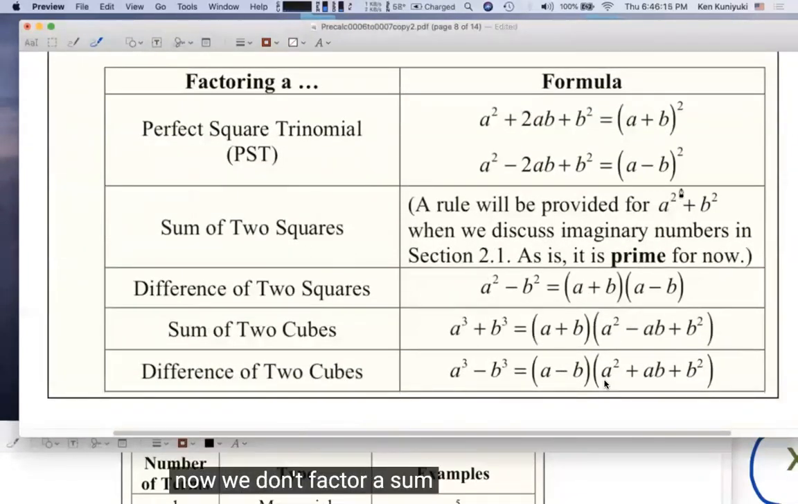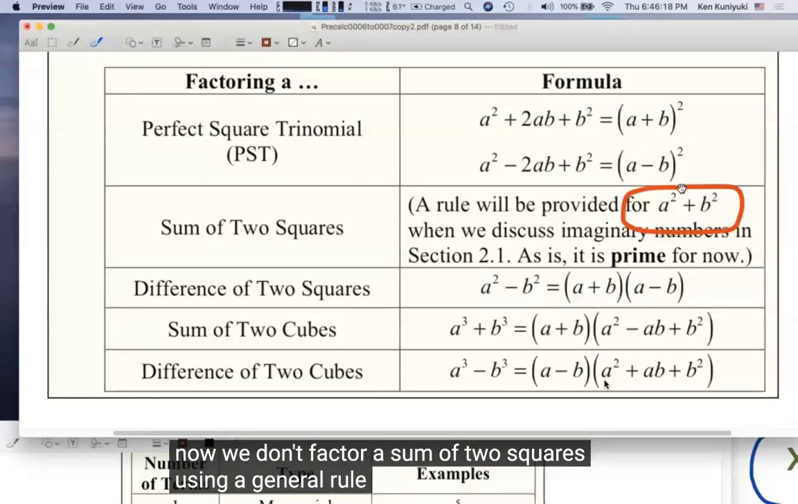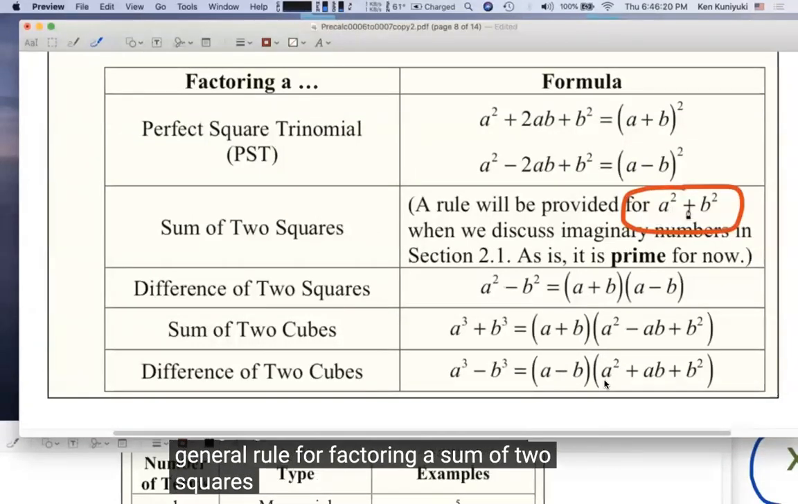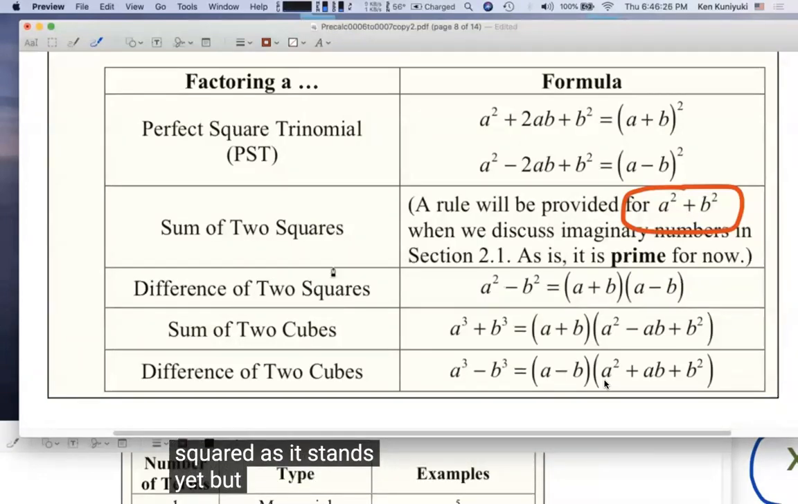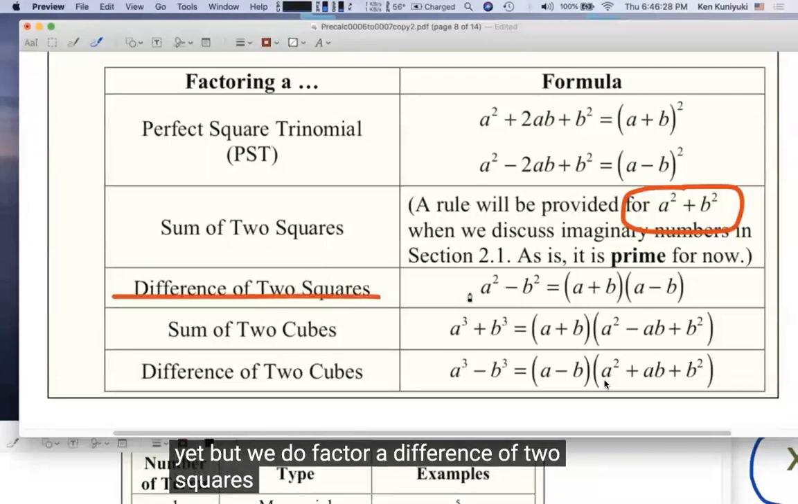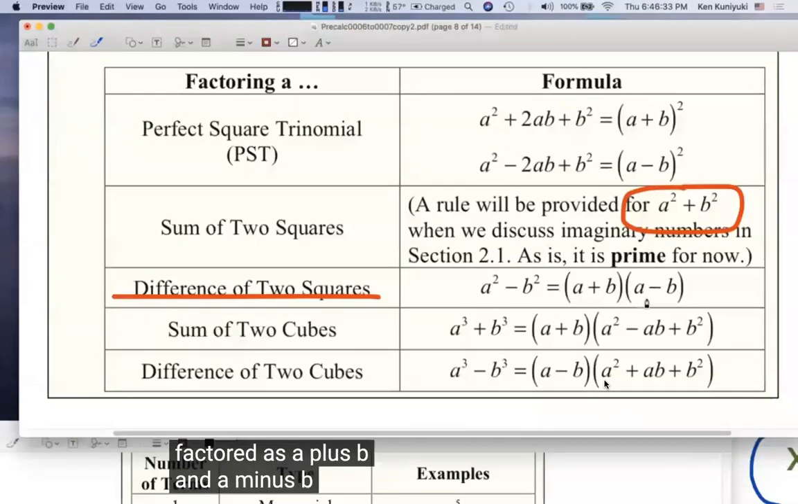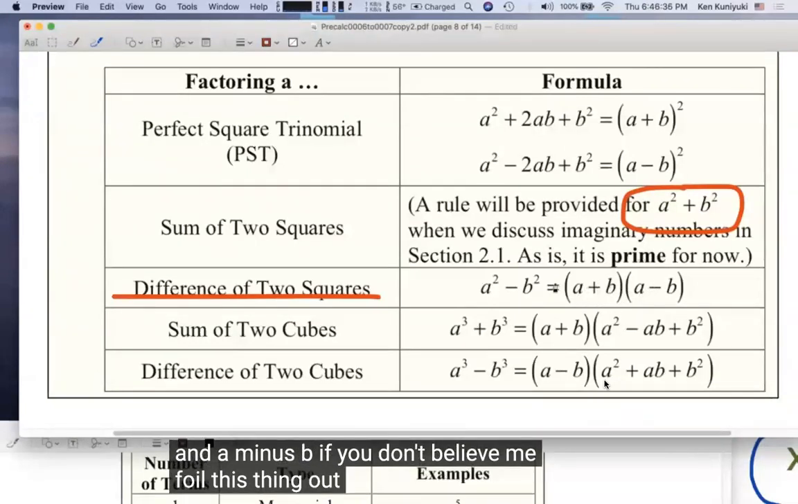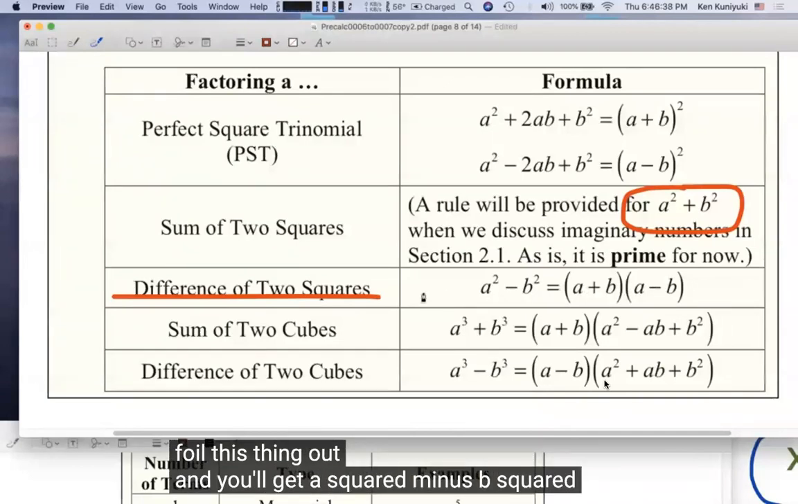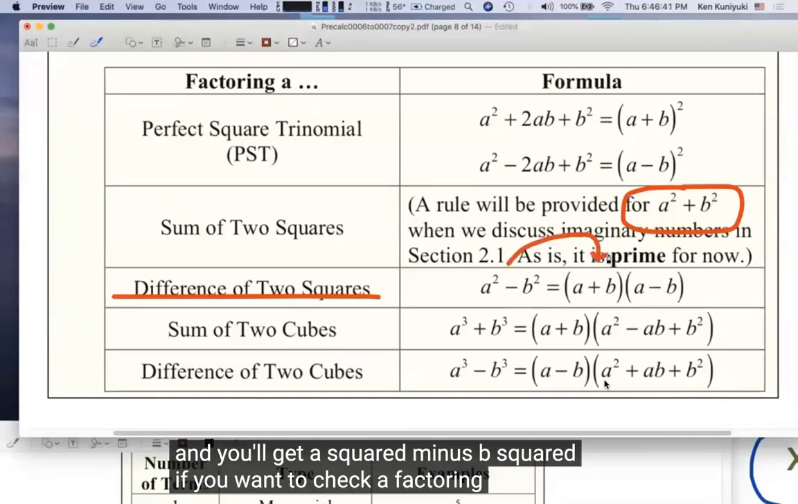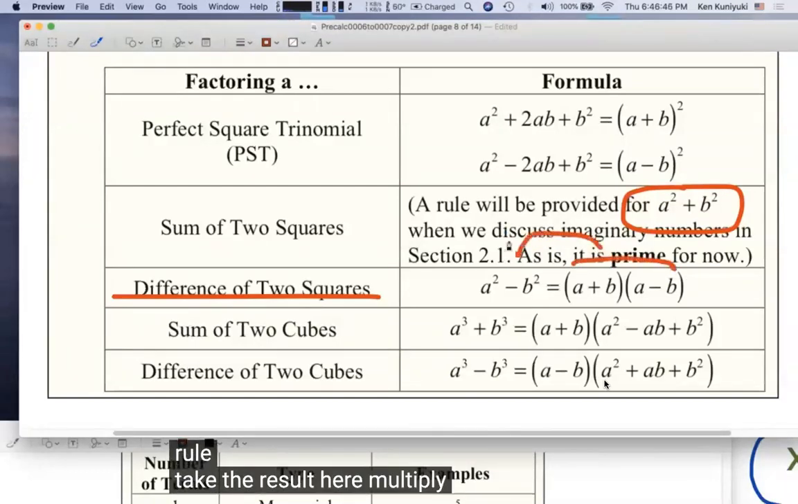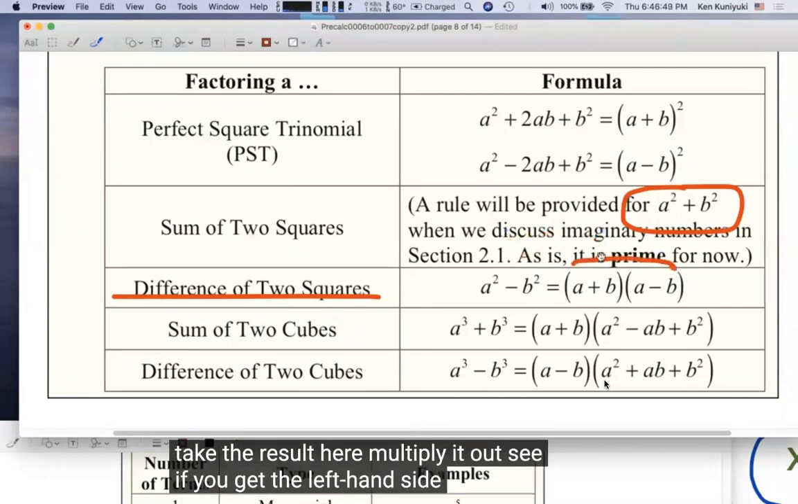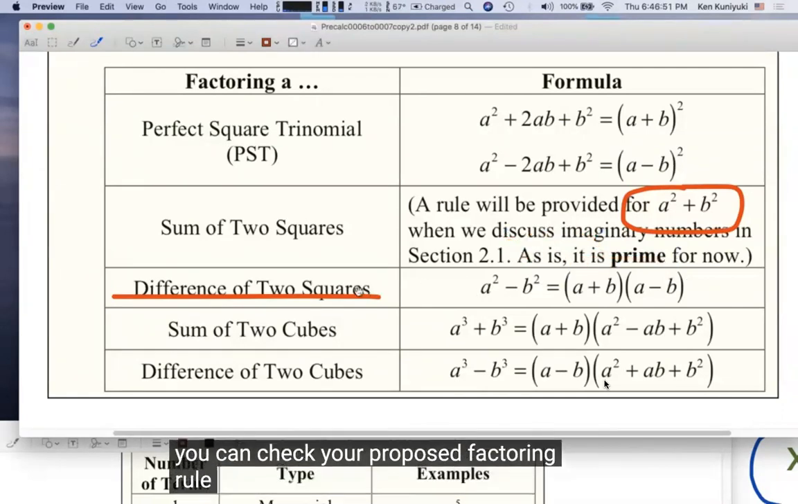Now, we don't factor a sum of two squares using a general rule. We don't have a general rule for factoring a squared plus b squared as it stands yet. But we do factor a difference of two squares. A squared minus b squared can be factored as a plus b and a minus b. If you don't believe me, FOIL this thing out and you'll get a squared minus b squared. If you want to check a factoring rule, take the result here, multiply it out, see if you get the left-hand side. You can check your proposed factoring rule.